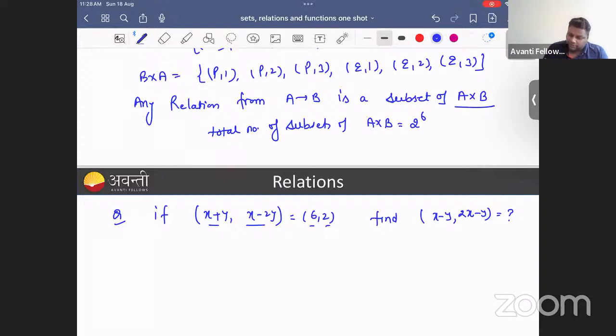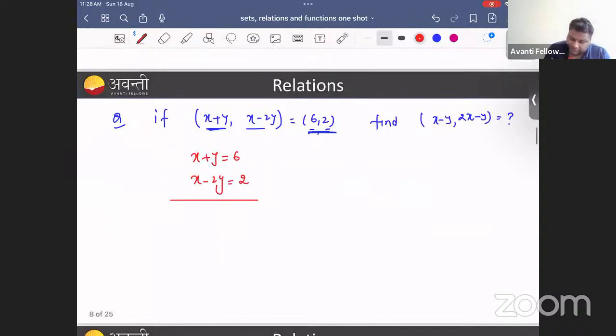All right. So if these two are equal, that means x plus y has to be 6 and x minus 2y has to be 2. You solve both of these equations for x and y. To solve them, if I subtract one from the other, I will get 3y equals 4. So y came out as 4 by 3.